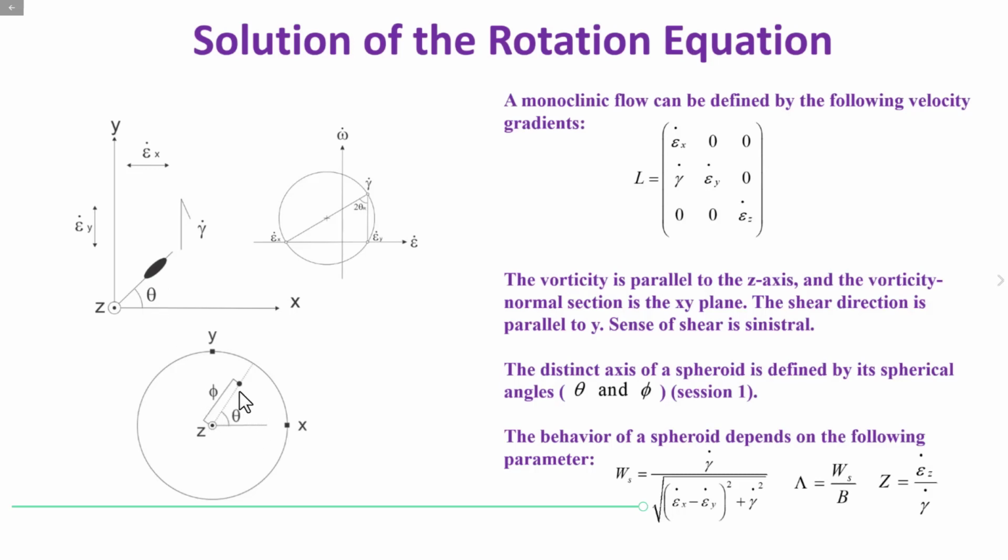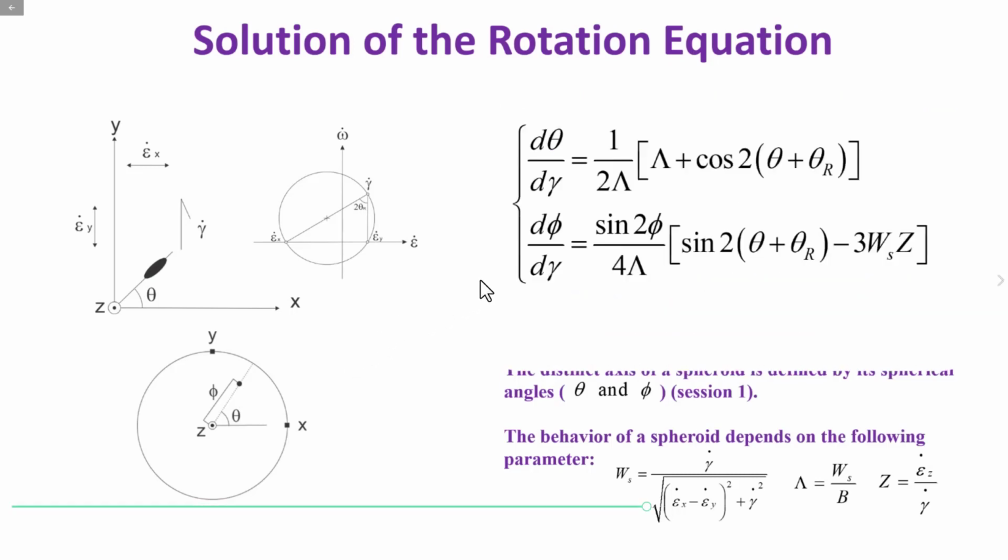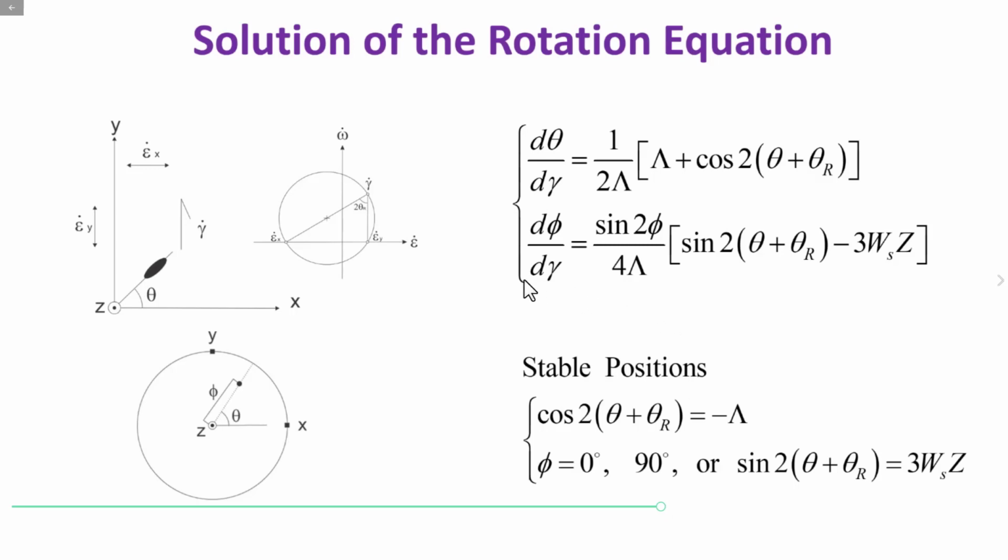With this setup, the differential equation for rotation boils down to these two differential equations. One equation for theta and another equation for phi. And we can use a dimensionless time, gamma, which is the shear strain parallel to the y-axis. Gamma simply equals gamma dot multiplied by t. So the differential equation becomes these two differential equations, and they can be solved.